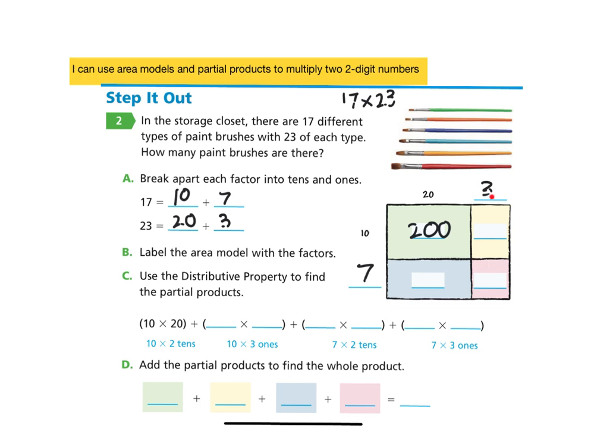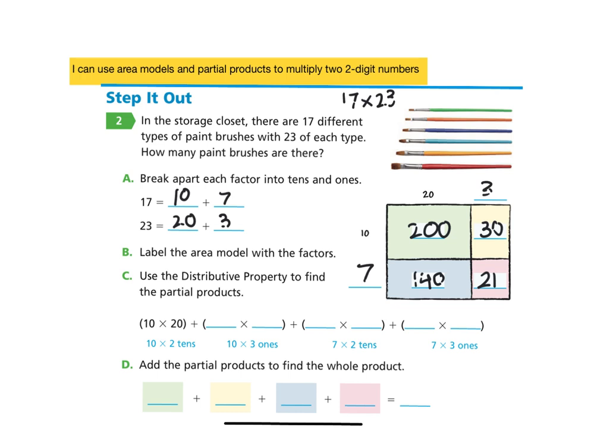Okay, how about this one? 3 times 10. That one's easy. 3 times 10 is 30. Let's go down here to 20 times 7. I know that 2 times 7 is 14. Add a 0. And our last one, 3 times 7 is 21.